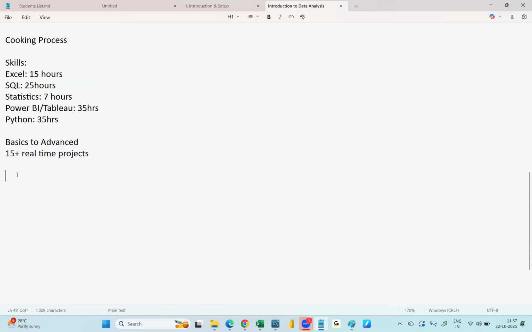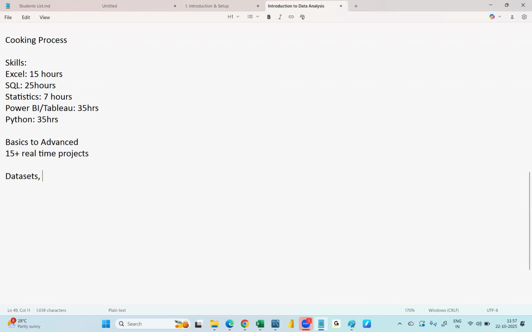So in that manner, for every student, I'm expecting at least 15-plus projects by the completion of this course. Then that will improve your chances a lot. For that, what are the data sets that are required? I am going to share them with you. You don't need to worry about that. The data sets are going to be shared.